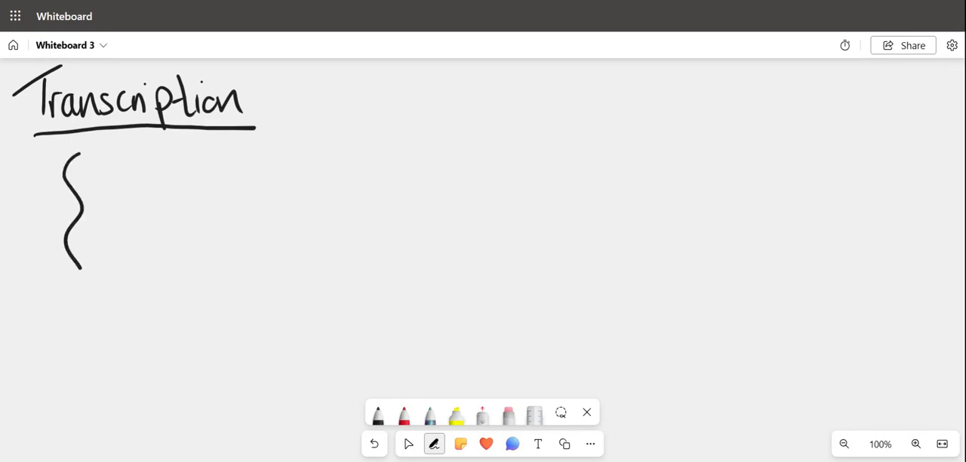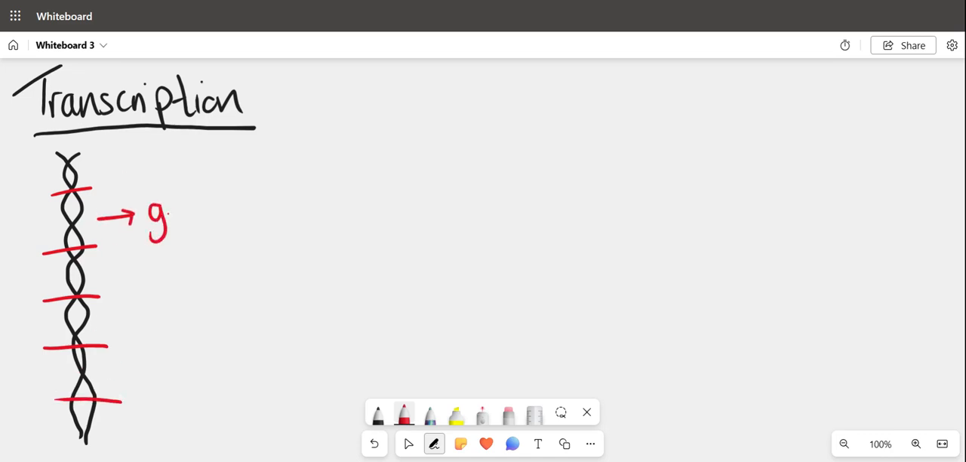So we're going to start off with our DNA, which is made of lots of genes. So we could split it up into sections and say each section there is one gene. So that could be a gene, which is the instructions for making one protein. And that's another gene, and that's another gene, and that's another gene. So we only need to copy one of those genes.